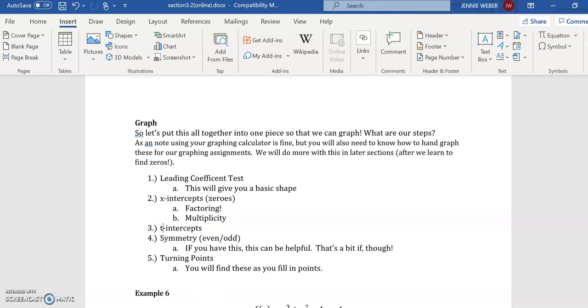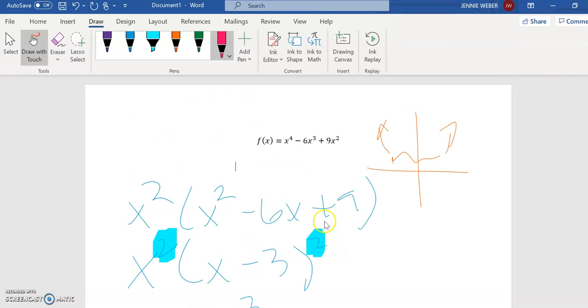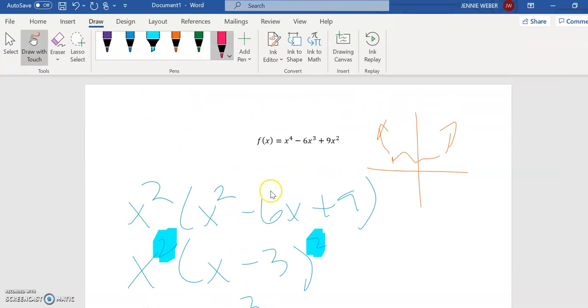So let's see here. Symmetry, even or odd. No, this will have neither. I can tell because I have a mix of even and odd exponents. These two aren't going to change when I put in negative x, but that one will, but not all of it will. So it'll have neither. Okay, and turning points. The most turning points I could have is 3 because my degree is 4.